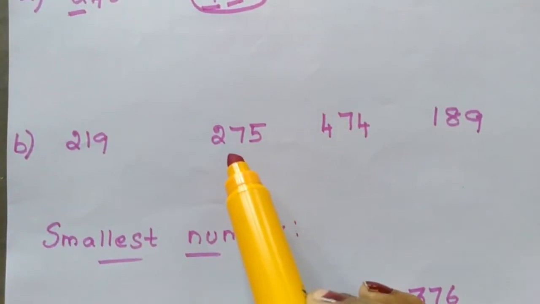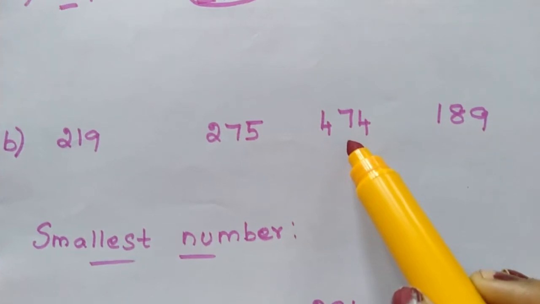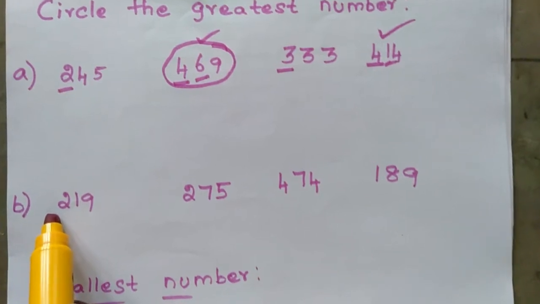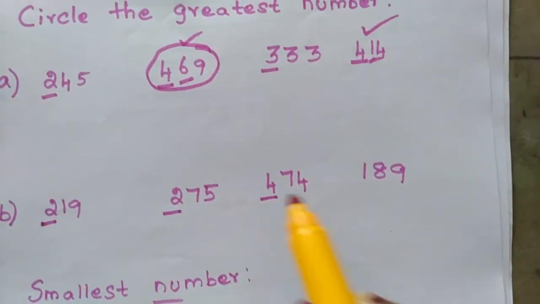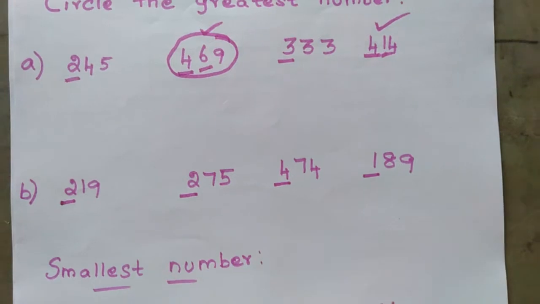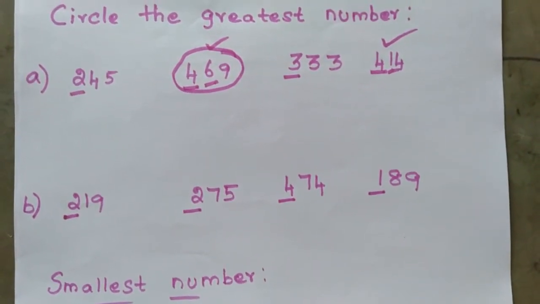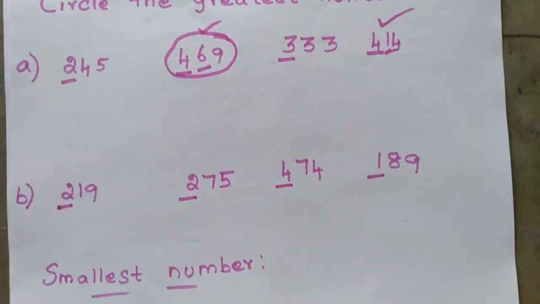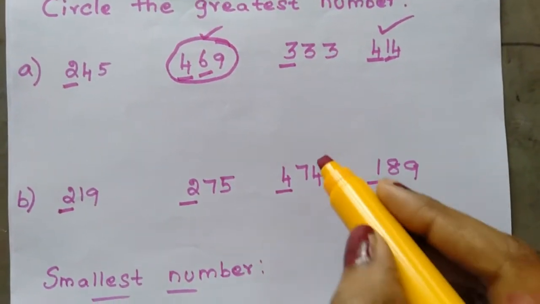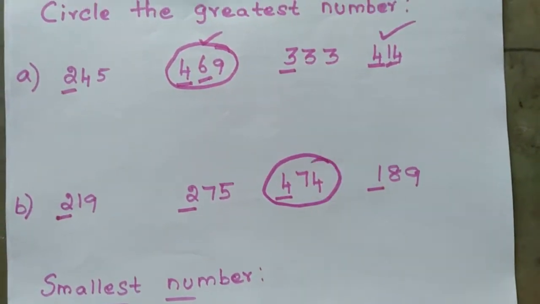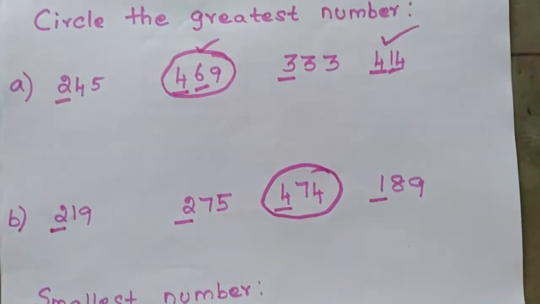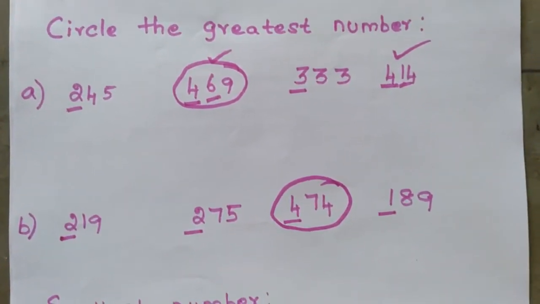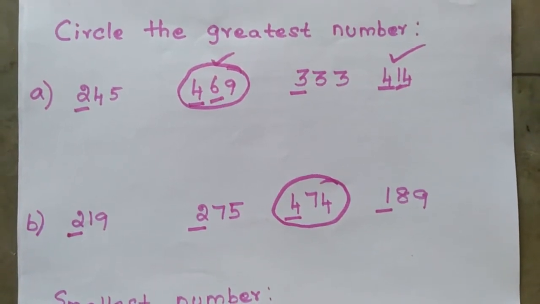219, 275, 474 and 189. Here also you see in the hundreds place, here 2, here also 2, here 4, here 1. So, when we compare these 4, which number is greater? 2 or 4 or 1, which number is greater? 4 is the greatest number, right? Only one 4 is there. So, which is greatest number? 474. Understood? 474 is the greatest number. Understood the concept of greatest number?